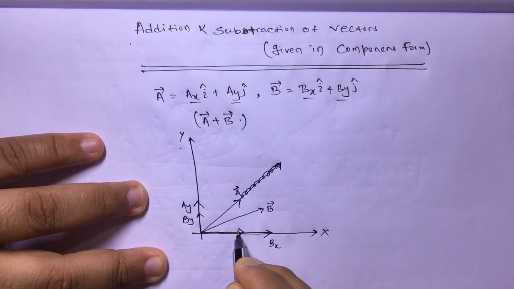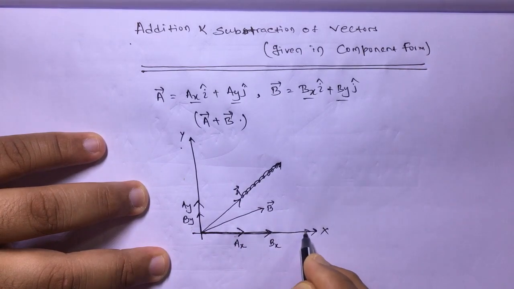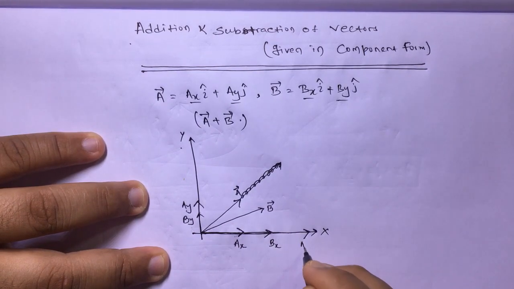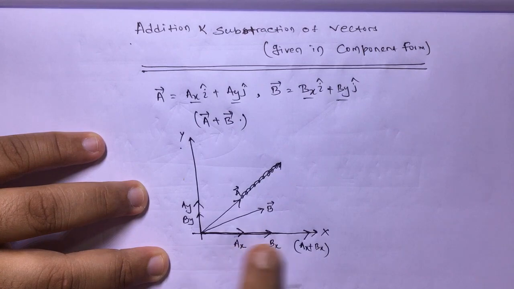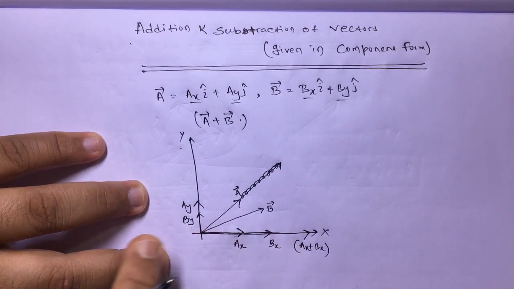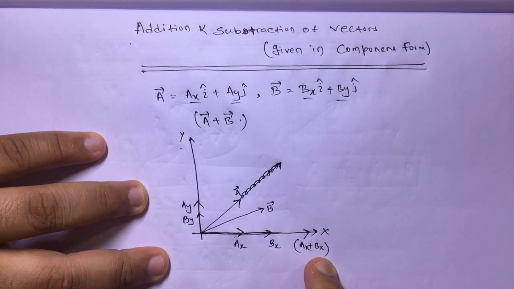Because you can see that this component and this component, what is the angle between them? 0 degree. Ax and bx have an angle of 0 degree with each other. Obviously if we add them, it will be ax plus bx, because they are in the same direction, and we know that if two vectors are in the same direction, you just have to add to find the resultant. So I have just added. No use of vector addition here, you can simply add ax plus bx.